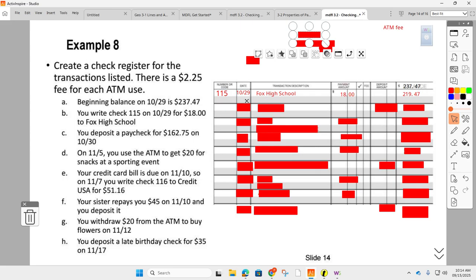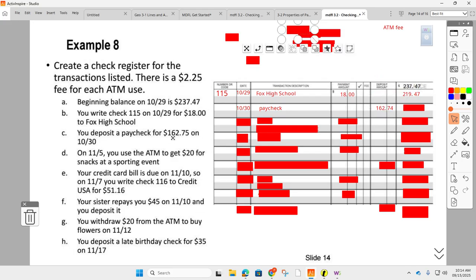C says we deposit a check. We won't have a check number, but we will have a deposit date. And we put paycheck here. You could write deposit, but really paycheck, and we're going to put it in the deposit column. Making sure that you put the date in.